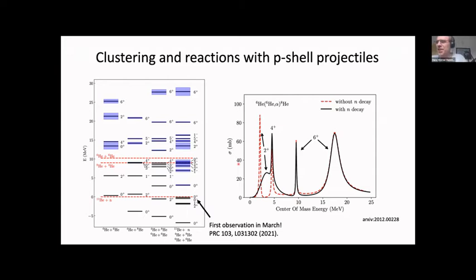Okay, so I think with this final word, we should go on to the final talk of this session, which will be by Wael El-Kamhawi, and he will give us a theoretical perspective on beta-delayed proton emission from beryllium-11.